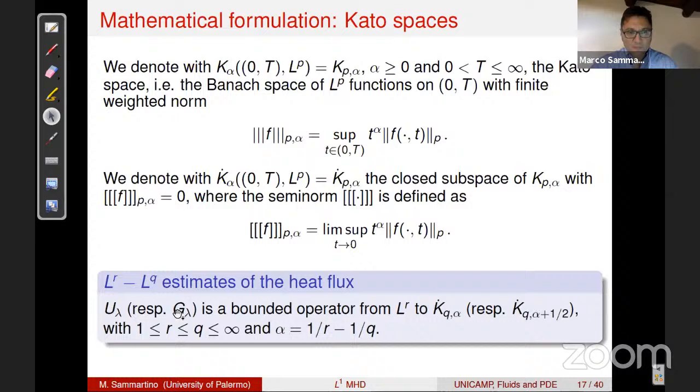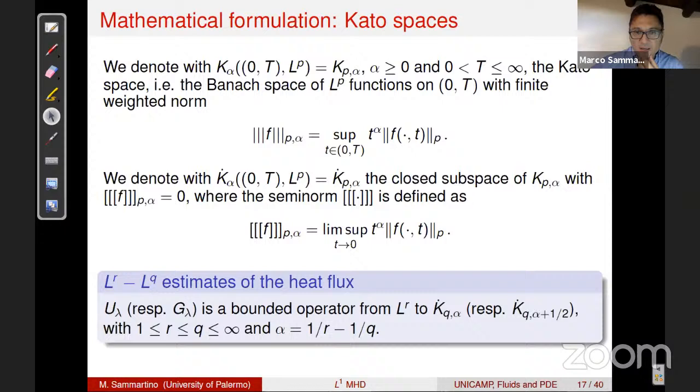And okay. So this is the functional setting, and in the whole procedure we will heavily use this LR-LQ estimate of the heat flux, in the sense that this operator G alpha, which had a gradient, while G lambda, while U lambda didn't have a gradient, are bounded operators from LR to K dot Q alpha, given that, let's say, alpha is 1/R − 1/Q. So what does that mean?